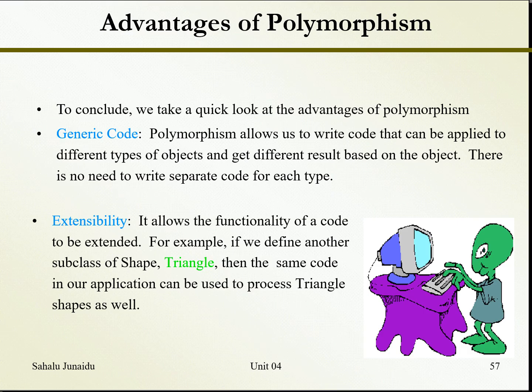So if we add the triangle in the shape class, while we are instantiating, where we have the radius, where we have the circle, rectangle, and the square, all we need to do is go there and add a triangle. That's all. This is what it's saying. So then the same code in our application can be used to process triangle shapes as well.